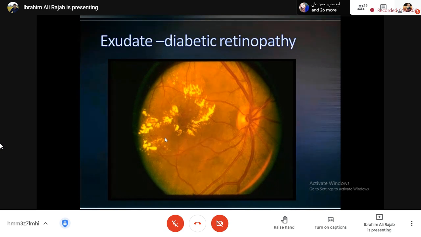Give me a second instrument to examine the fundus. Fundus biomicroscopy. Yes, fundus biomicroscopy. Can you explain what fundus biomicroscopy means, what do we do? We use a slit lamp with a condensing lens.